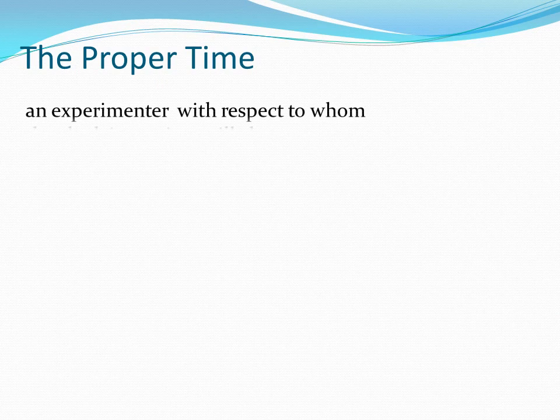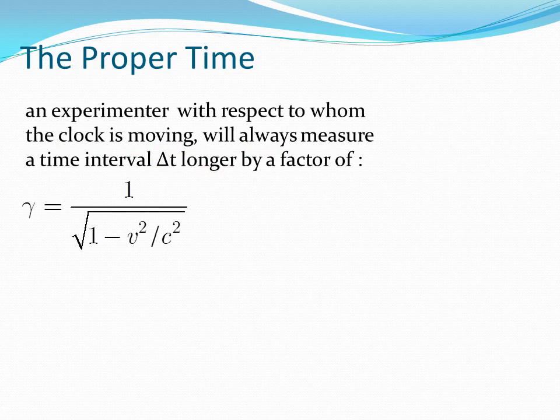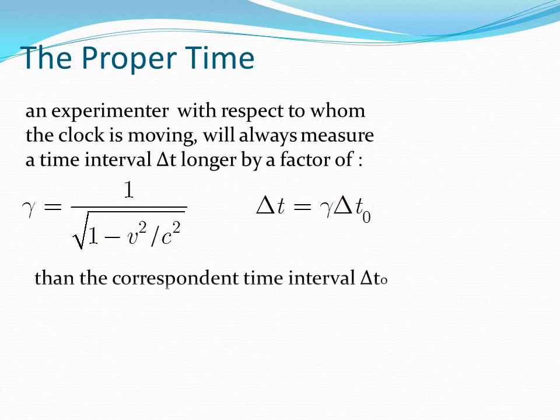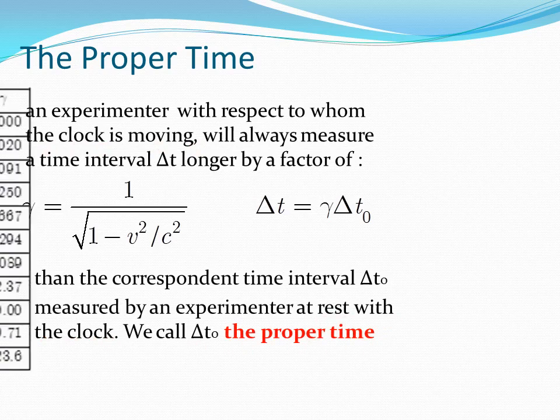As we have seen, an experimenter with respect to whom the clock is moving will always measure a time interval delta t longer by a factor of gamma with respect to the corresponding time interval delta t0 measured by an experimenter at rest with the clock. We call delta t0 the proper time.